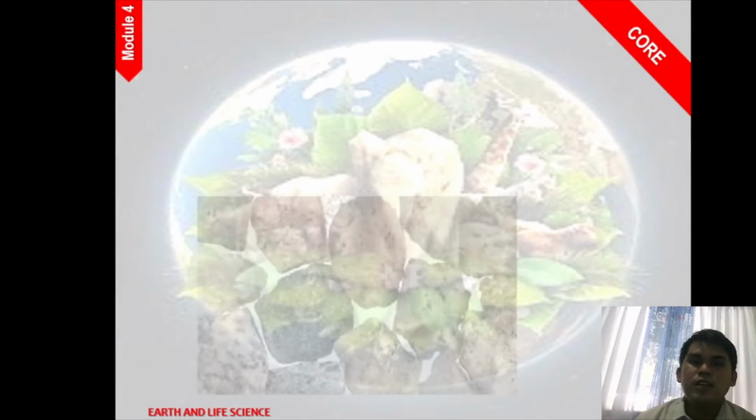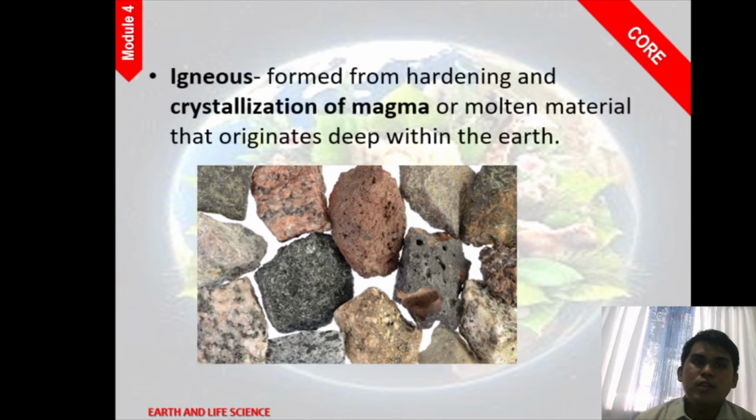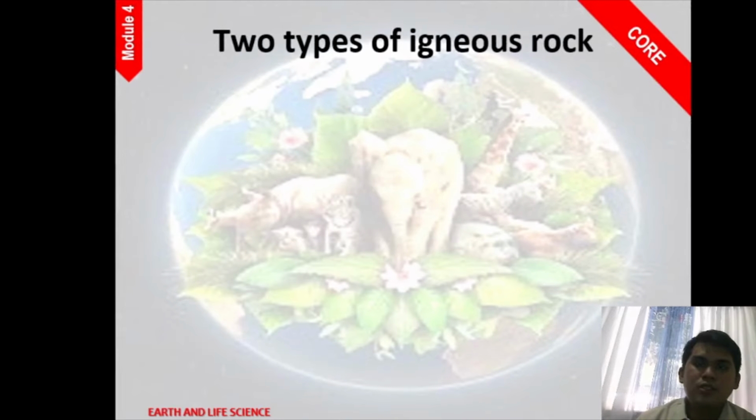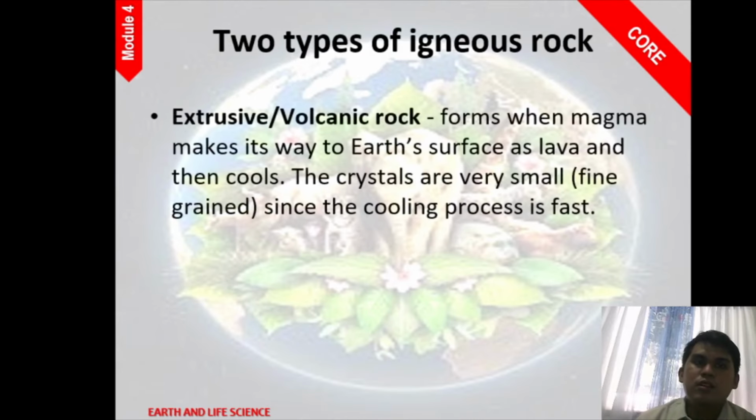The first type is known as the igneous rock. Igneous rocks form from hardening and crystallization of magma or molten material that originates deep within the earth. There are two types of igneous rock based on where they were formed. The first one is extrusive or volcanic rock. This means it forms when magma makes its way to Earth's surface as lava, then cools.